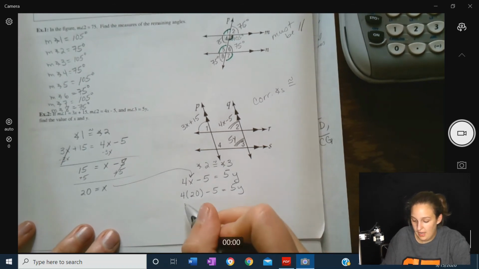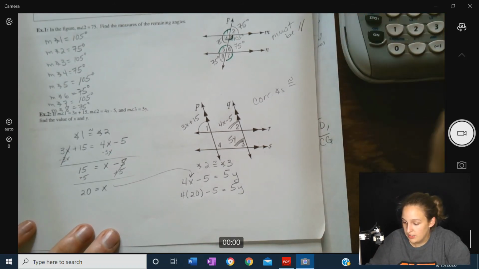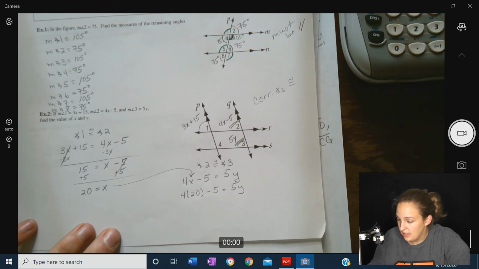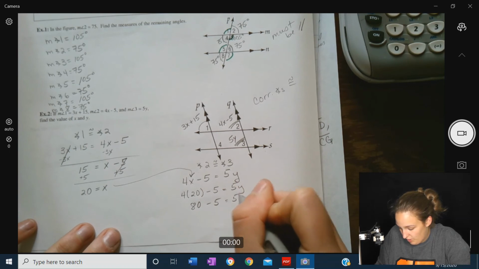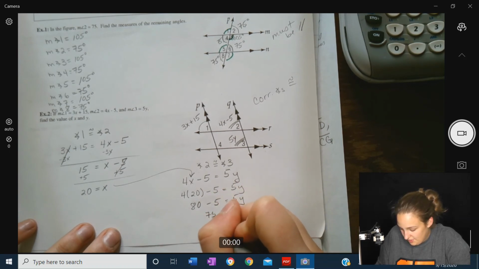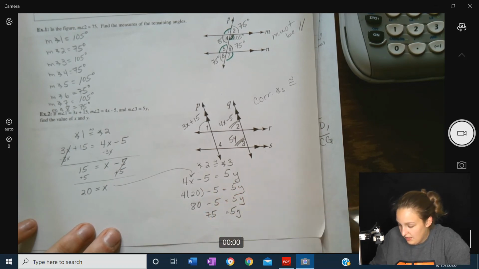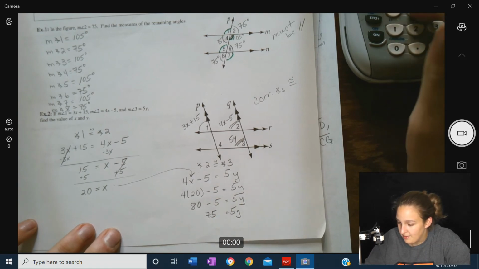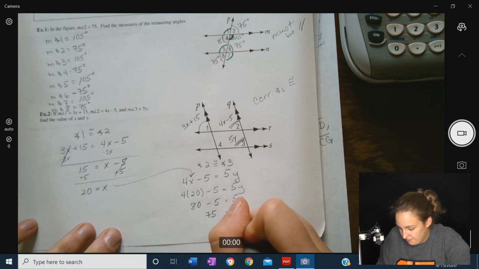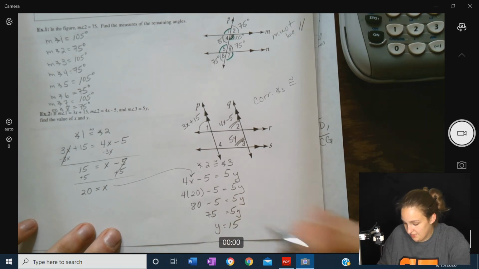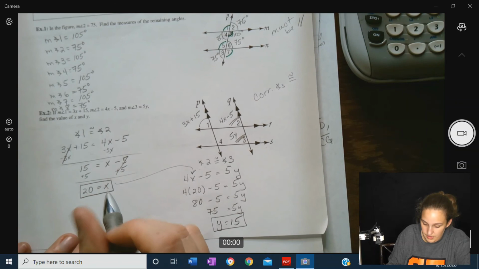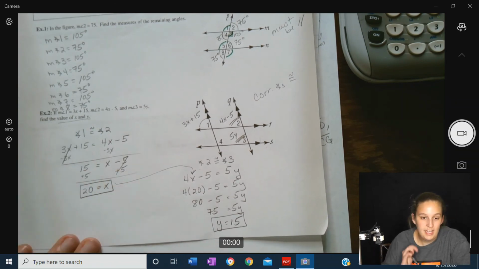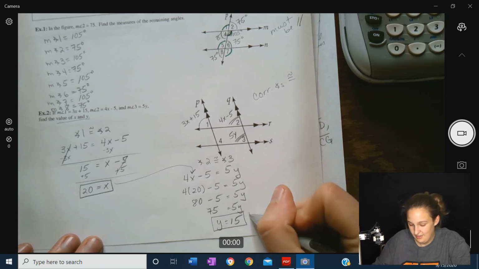All right. Now, 4 times 20 should be 80. Yep. So 80 minus 5 equals 5y. So now we have 75 is equal to 5y. And 75 divided by 5 is going to be 15. So y equals 15. And those are your two answers. You want to find the value, double check, that's what you're trying to find. Trying to find the value of x and y. So yes, x and y.